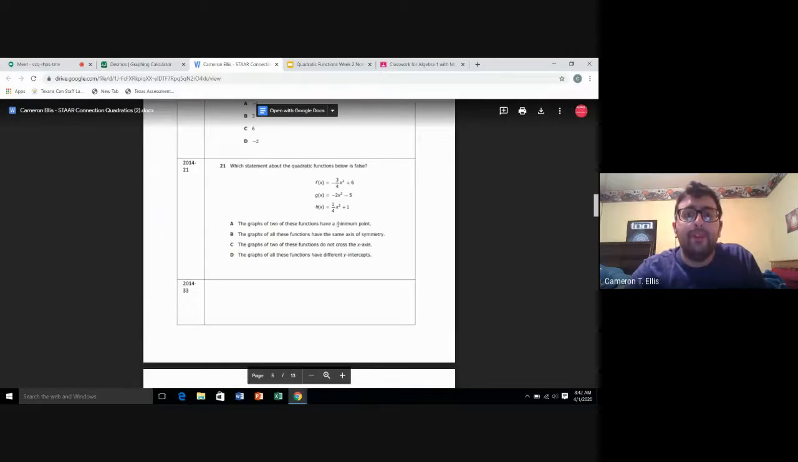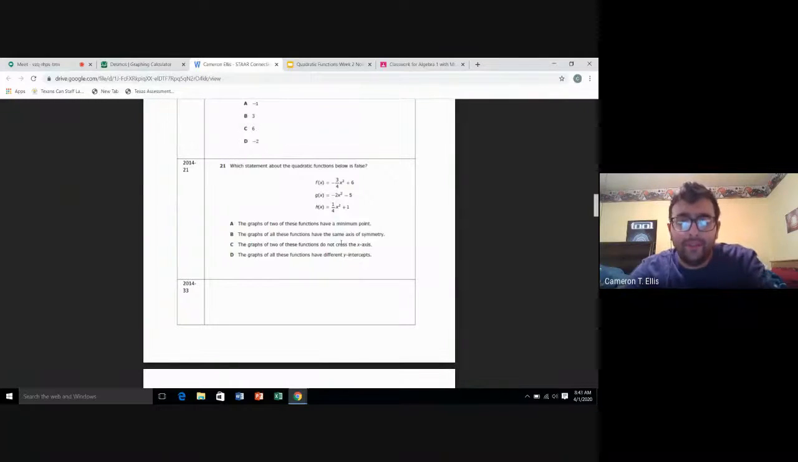Because a minimum point requires a positive right here, right? There can be no negatives when you balance everything out attached to the x squared, right? So it's got to be A.